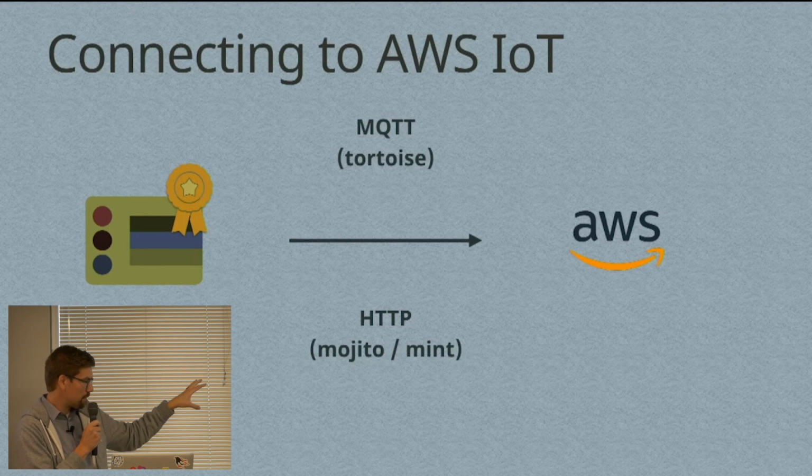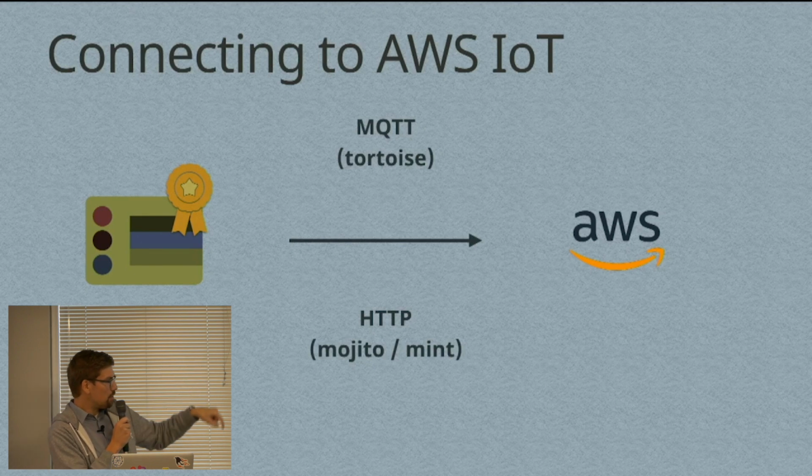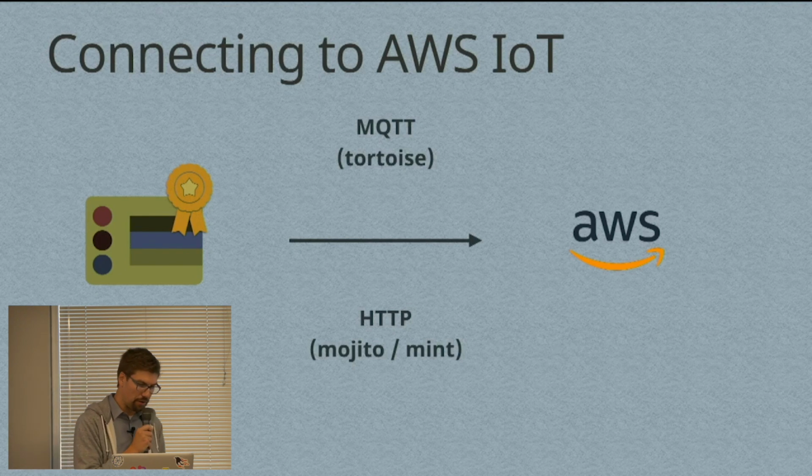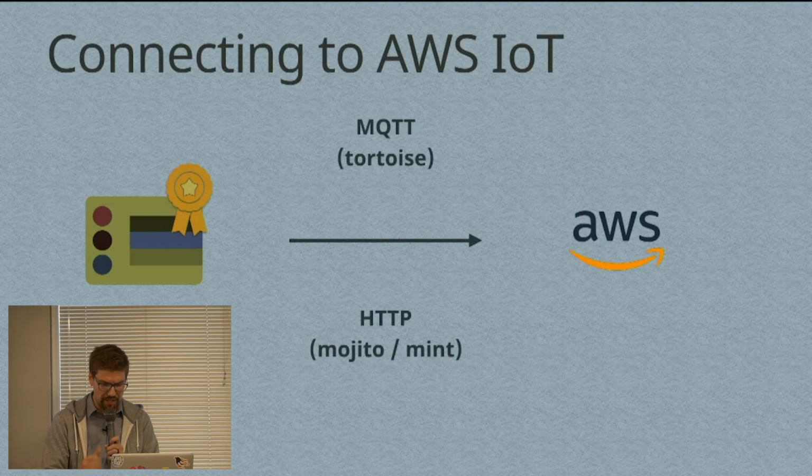You can do streaming, always-open connections using MQTT, using the Tortoise library, or you can connect using HTTP, once again using Mojito or Mint, and that would be more for a strategy where there's only a little bit of data that you need to send periodically.